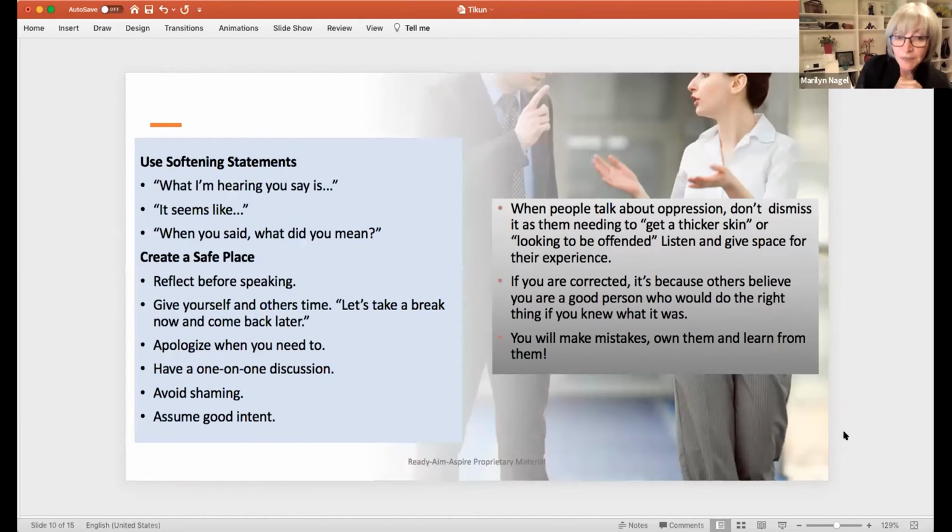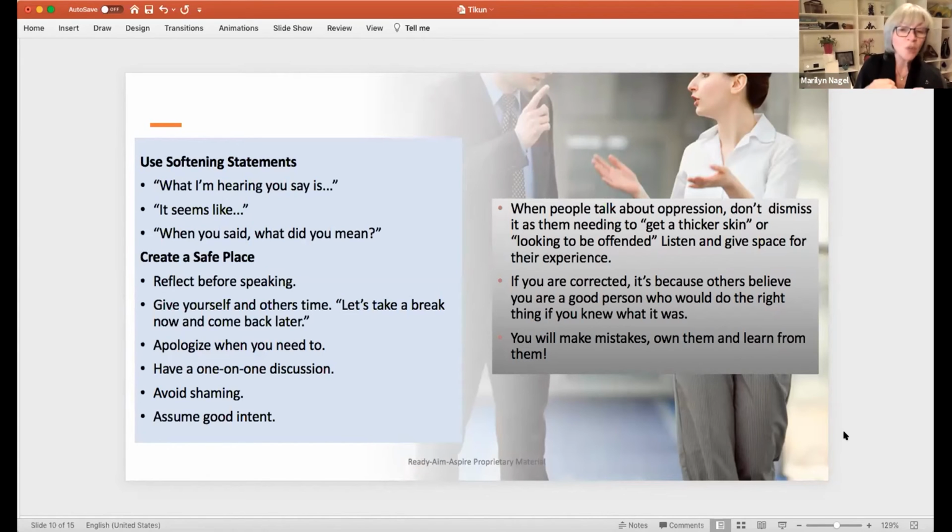So here's some more tips. Use softening statements: what I'm hearing you say, it seems like, when you said, what did you mean? Create a safe space for people. Reflect before you speak. One of the biggest things I typically share with people is stop the action and give yourself a few minutes to take a break and come back later. Think about it. Think about how you want to respond.